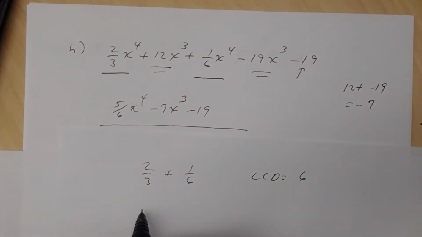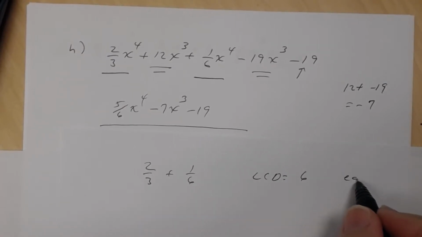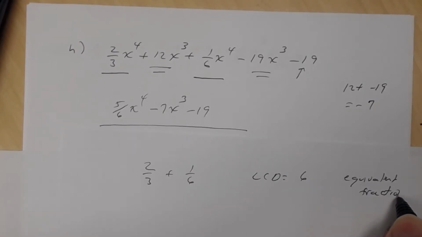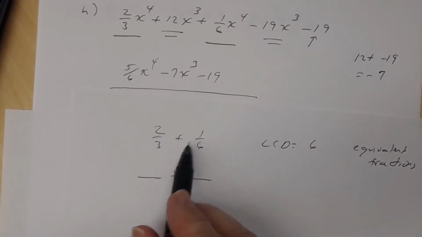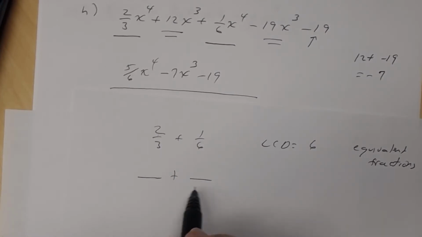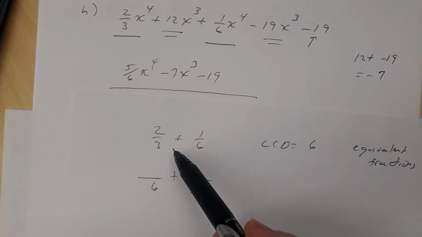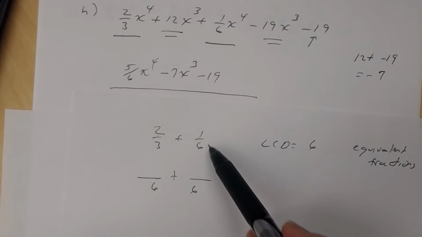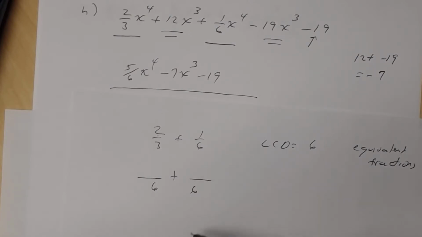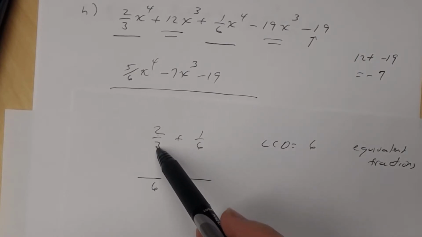Okay, so once you find the least, then you're going to write equivalent fractions. Remember the word equivalent fractions. And so basically you're going to write two fractions. Since I have two fractions here, I'm going to write two fractions here. I want both denominators to be 6. And so when I say I'm writing equivalent fractions, the question is 2/3 is equivalent to what number divided by 6? 1/6 is equivalent to what number divided by 6? That's what I mean by writing equivalent fractions. Okay, and so what we did was this.